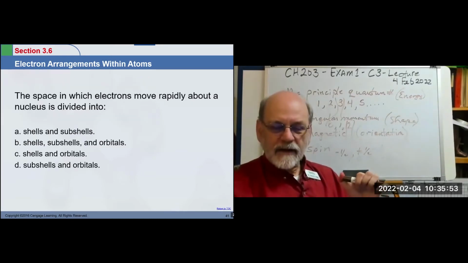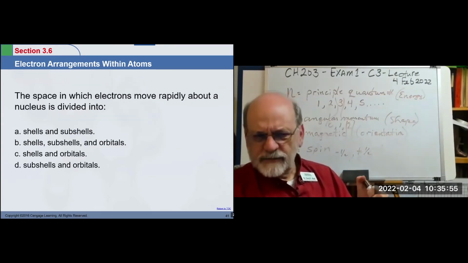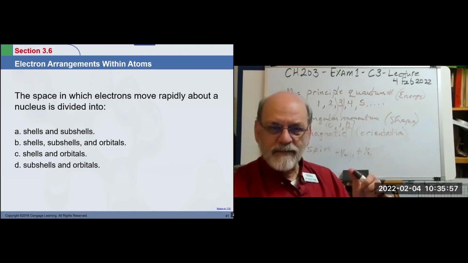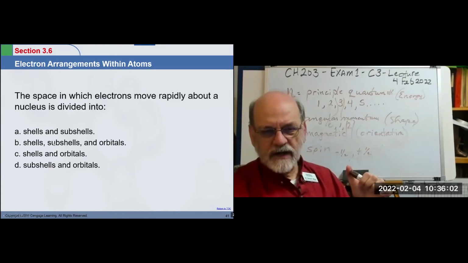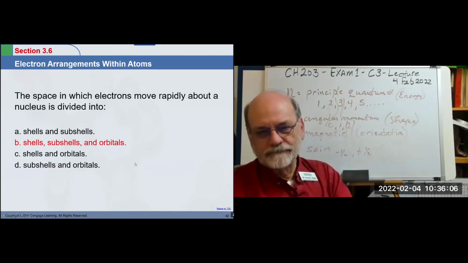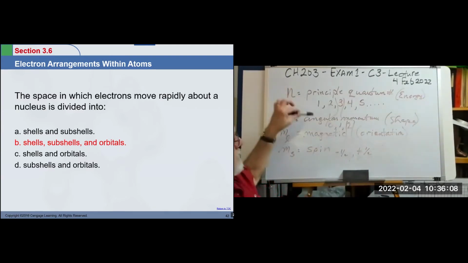Okay. Let's see. What is this? The space in which electrons move rapidly about a nucleus is divided into shells, subshells, and orbitals. That's their name for it. Shells, subshells, orbitals.